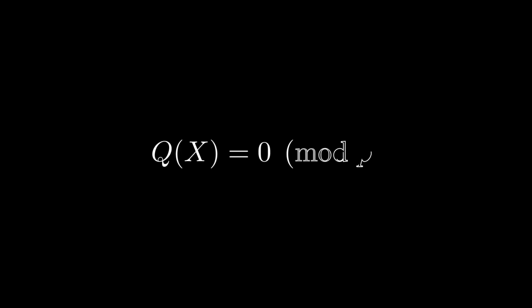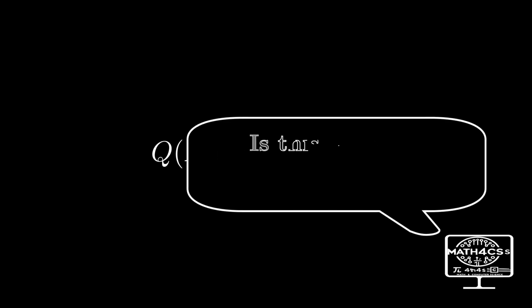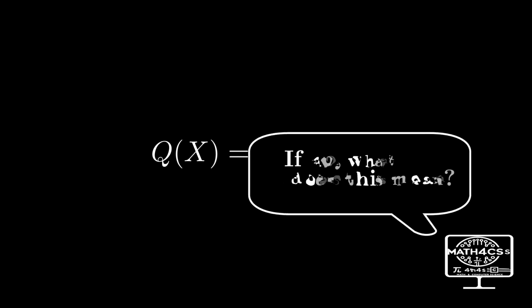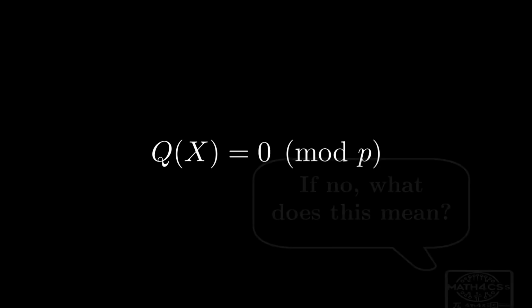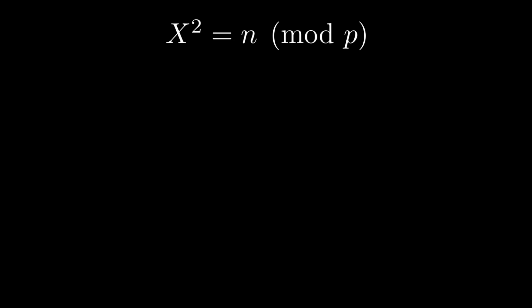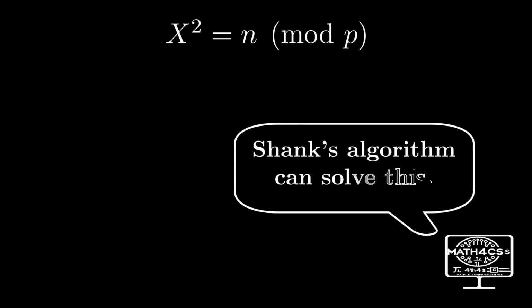One more thing, we solve the equation Q(x) equal to 0 modulo p for all primes in our factor base. Does this equation have a solution? If yes, is it unique? If no, what does it mean? Q(x) is a quadratic, so it is equivalent to finding the square root modulo a prime p. This can be done using Shanks' algorithm, and we have the following situation.